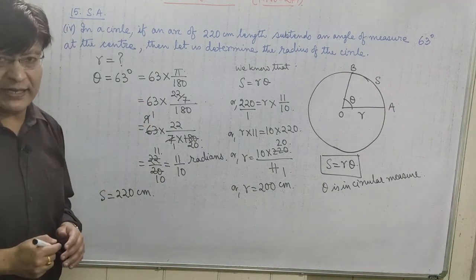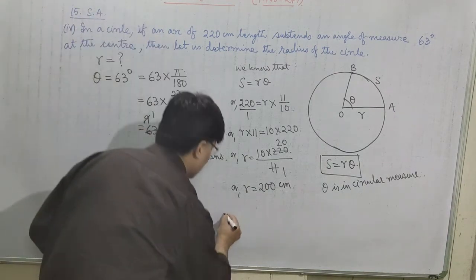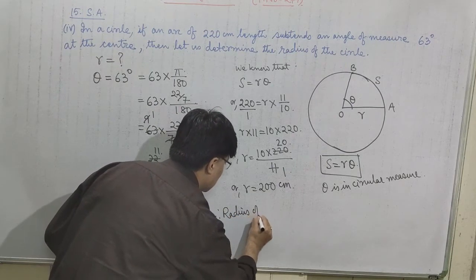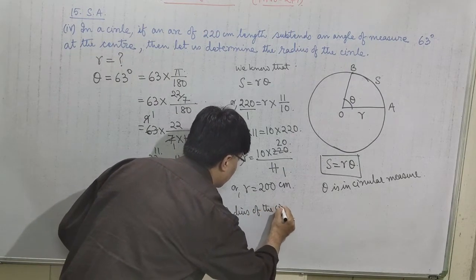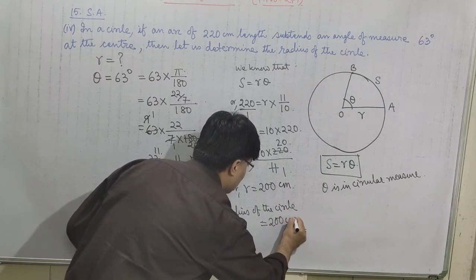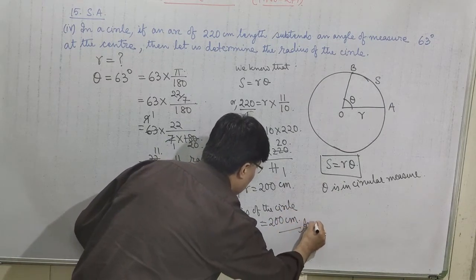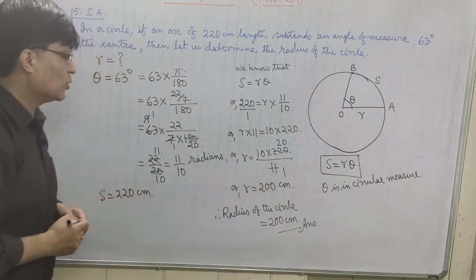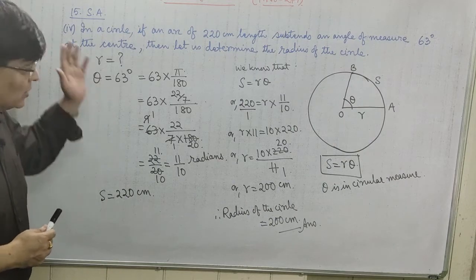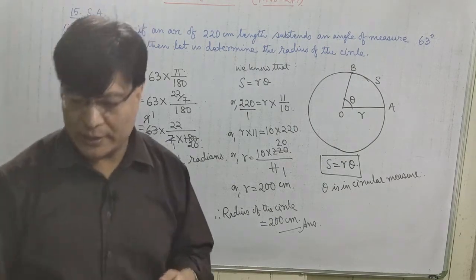So that is the final answer. So let us write down the answer. Therefore, radius of the circle is equal to, what is the answer? It is 200 centimeter. So that is the final answer. So I think you have understood it. So you can copy it. Now we'll do the next question.